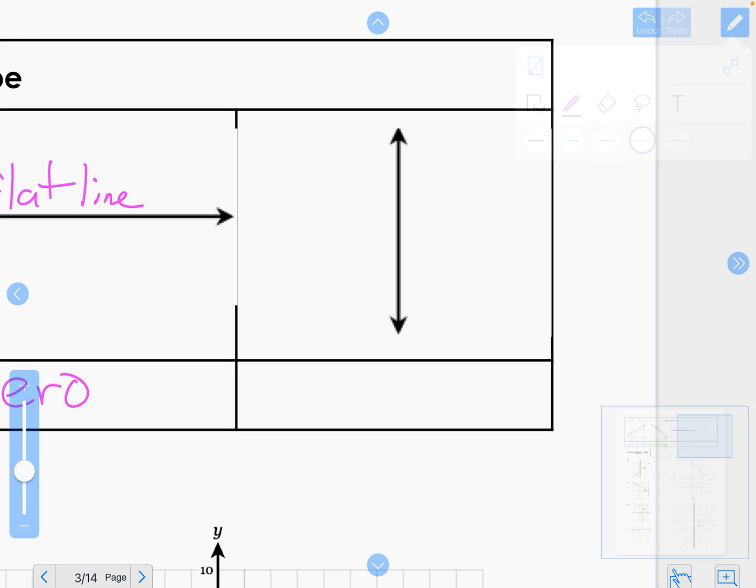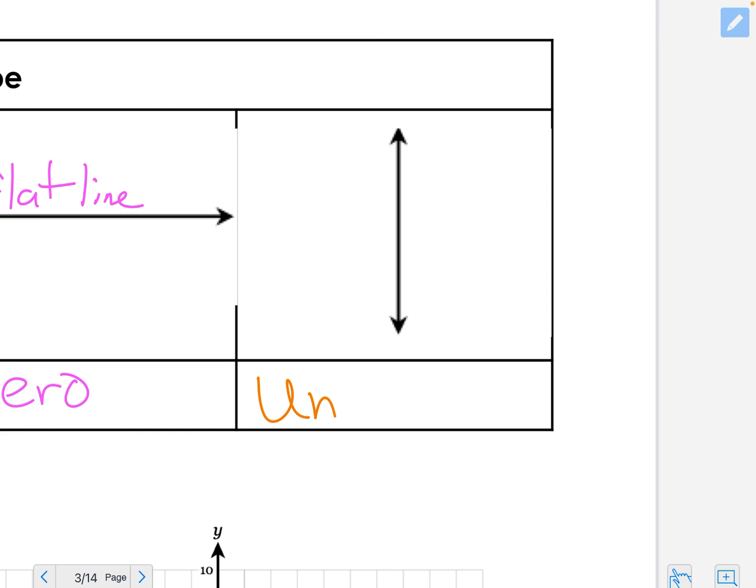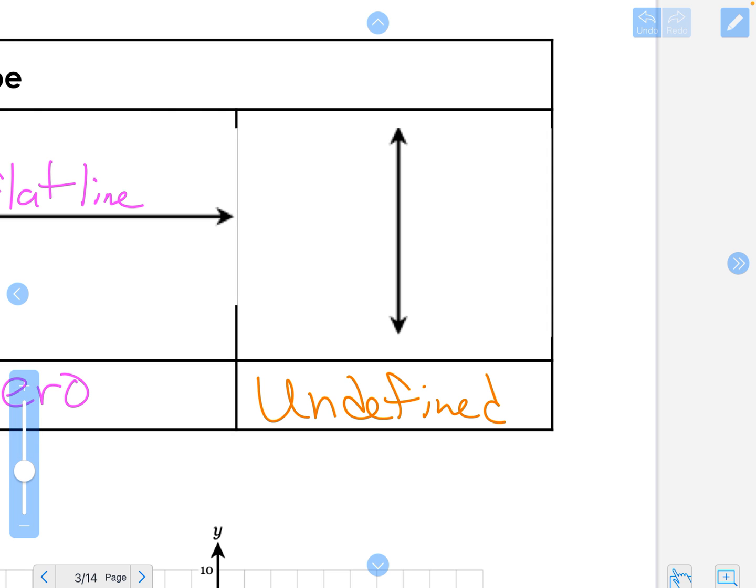And then finally, this one, I don't have a good way to remember it. It's just undefined. Straight up and down means undefined.